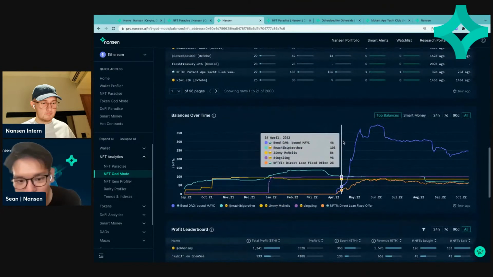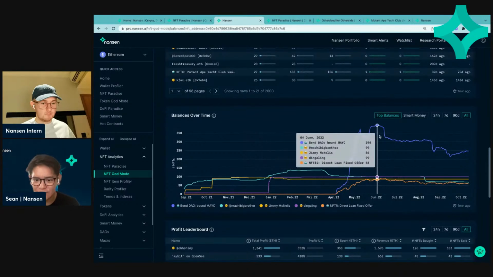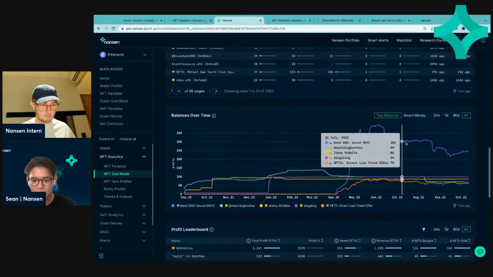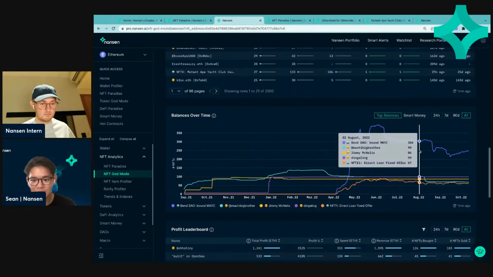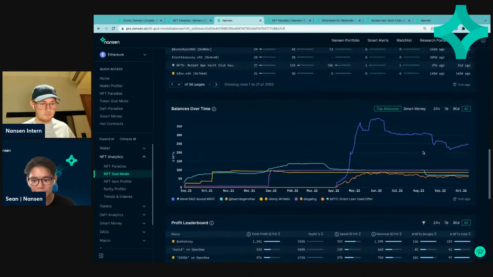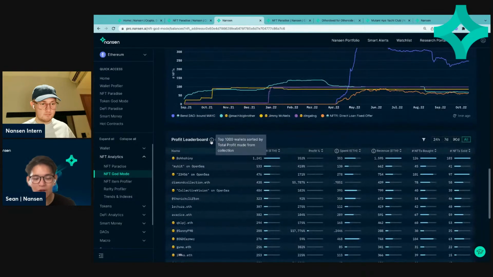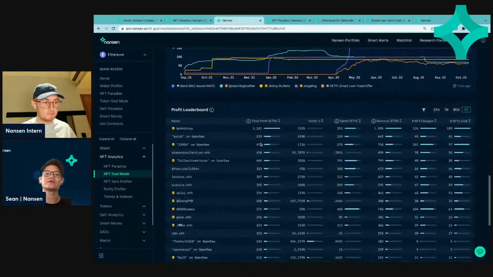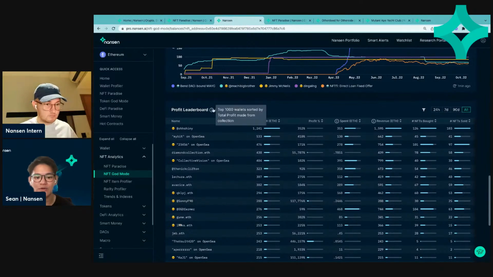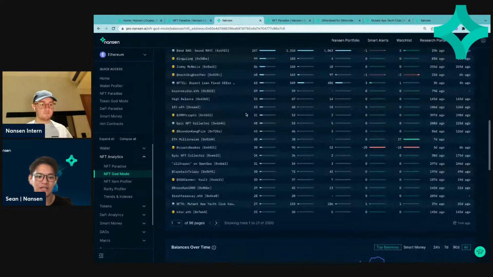At the bottom here, you see the different top balances over time. Right now we are showing the top 5 balances over time for MAYC, and below here you would be wondering why profit leaderboard appears twice. We touched on this in NFT Paradise. When we are in God Mode and we see profit leaderboard, this is actually the profit leaderboard for the specific collection.